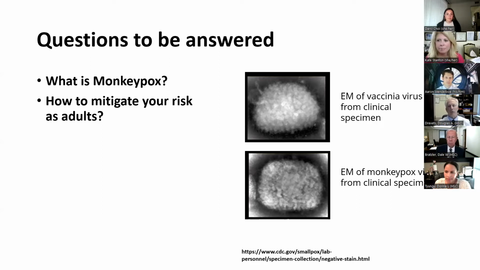Well, if you look over to the right side of the screen, there are a couple of electron micrographs. These are photographs of what the virus actually looks like. And you can see that the monkeypox virus is on the lower side and has this characteristic blocky shape of a pox virus. Next slide, please.